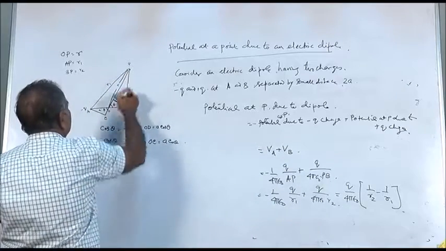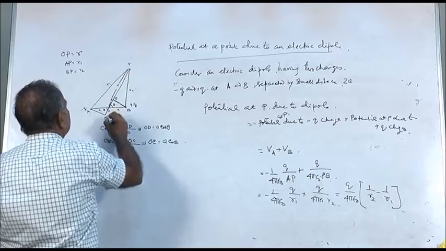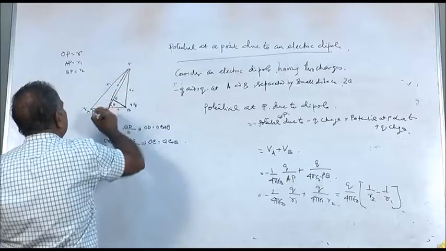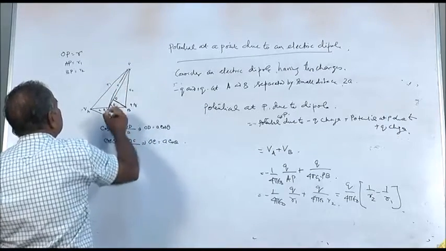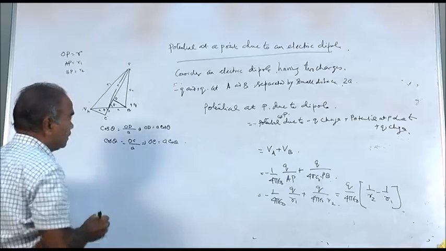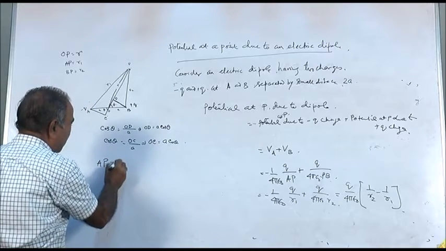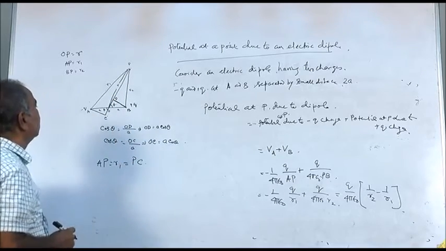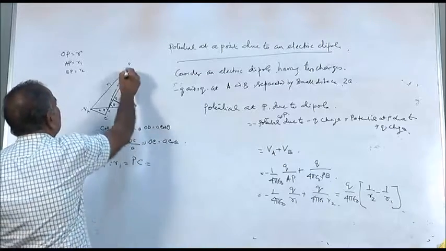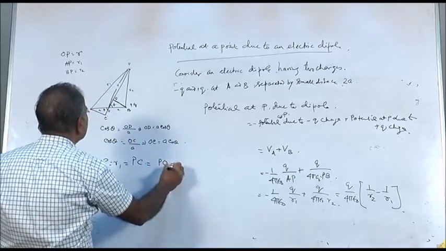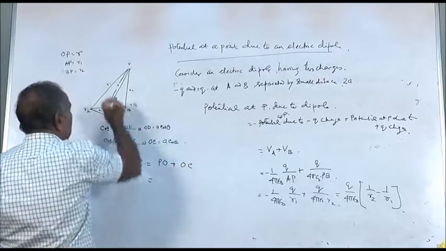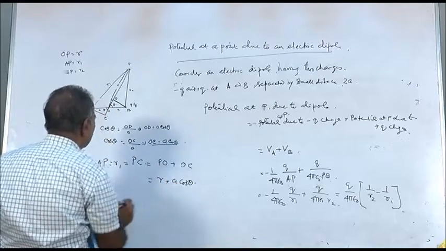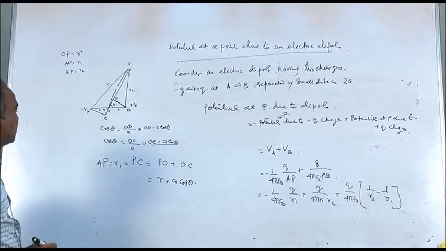Here in this triangle you can see that AP is also equal to BC, because we have dropped a perpendicular here. So, approximately AP is equal to BC. So AP, which is R 1, is also equal to PC, and PC is equal to PO plus OC, where PO is equal to R and OC is equal to A cos theta. So, R 1 is equal to R plus A cos theta.